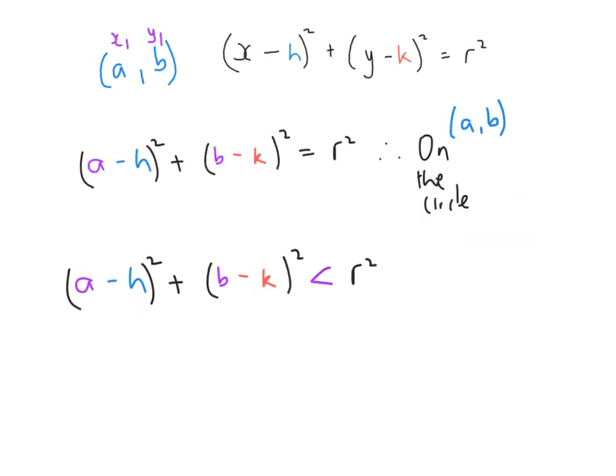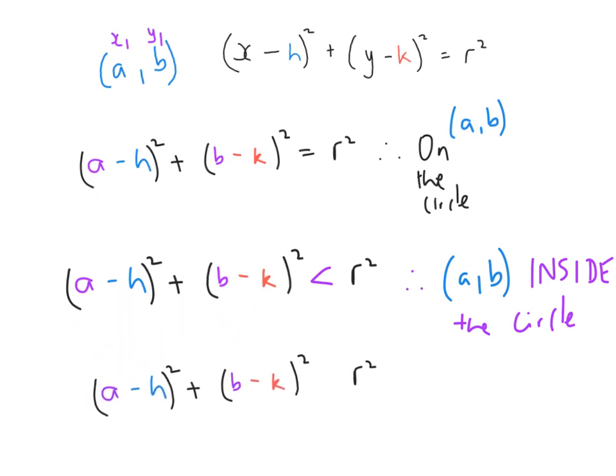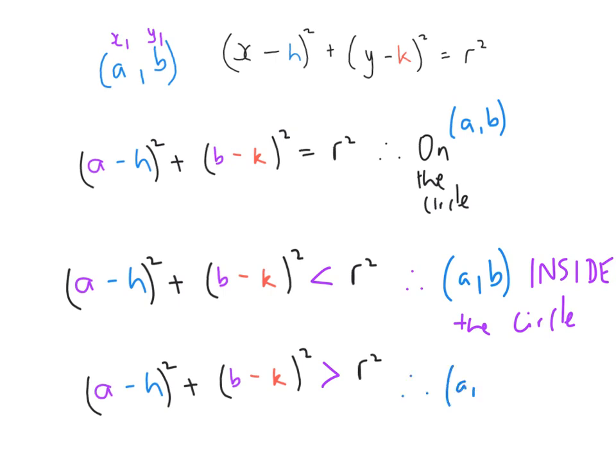And similarly, this time if it is less than r squared then that means that A and B are inside the circle. And then lastly, the last option is if it is greater than r squared, then A and B, the point AB, lies outside the circle.